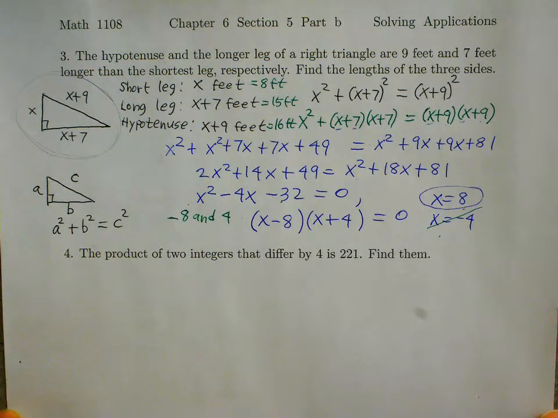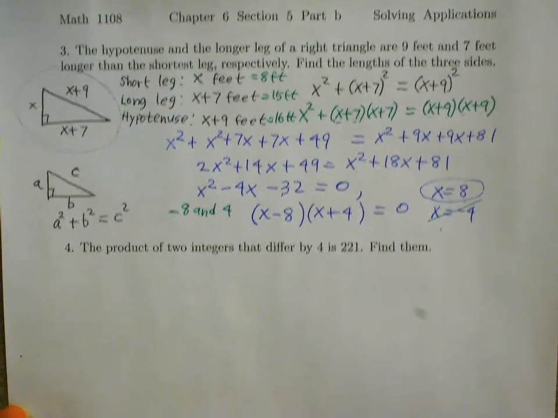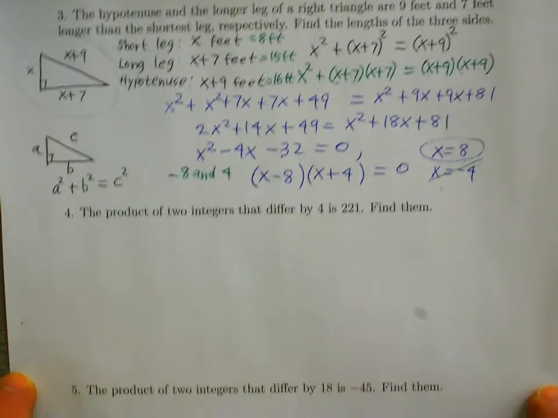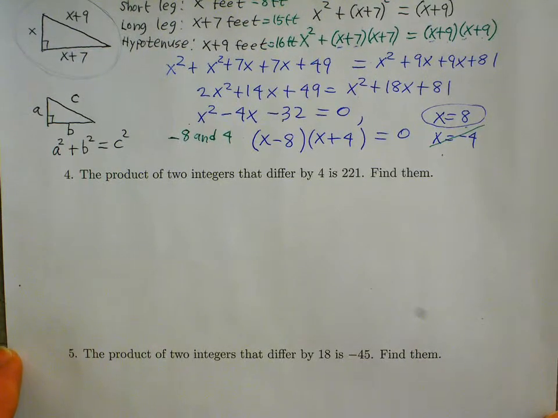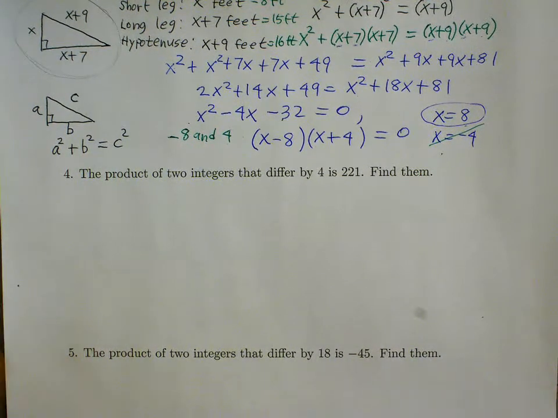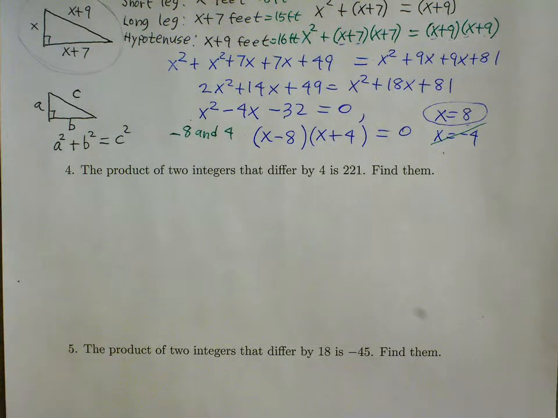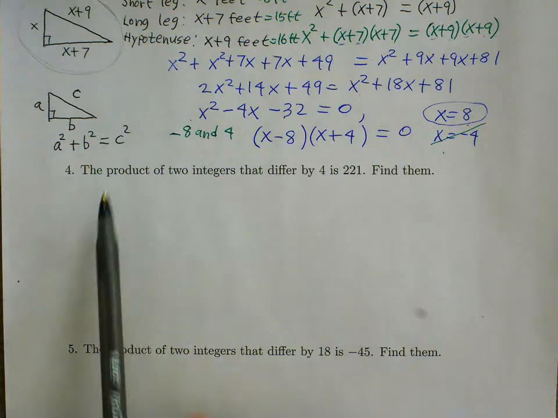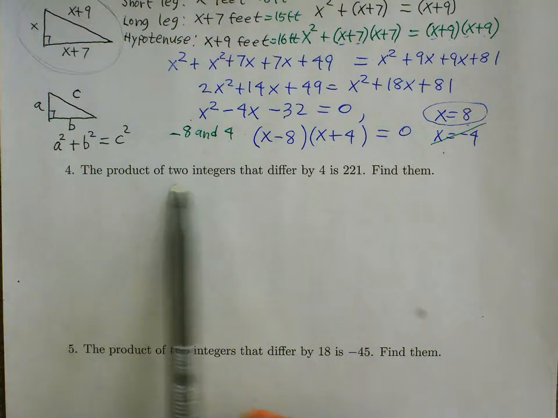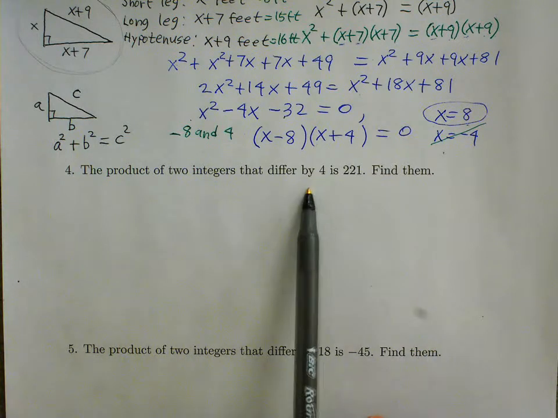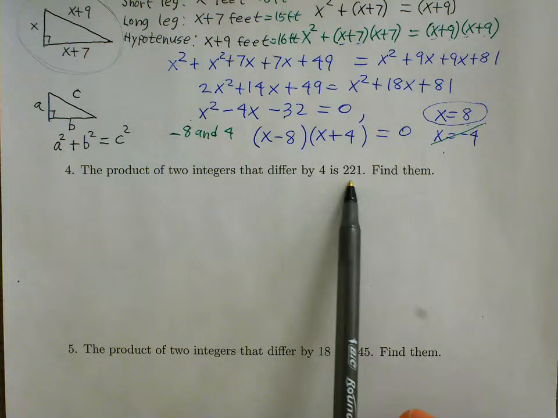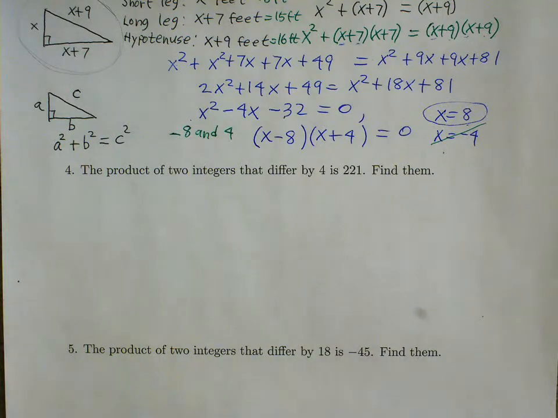Okay, the next problem. So let's read it. I'll give you a minute or two to work on it. See what we come up with. This one says the product of two integers that differ by 4 is 221. So find the two integers.